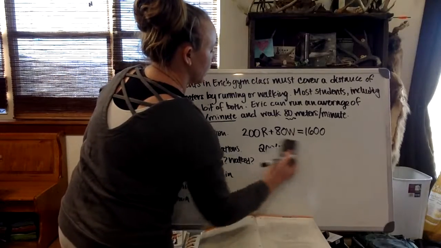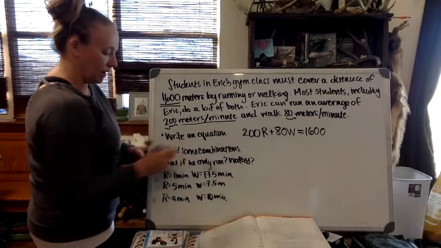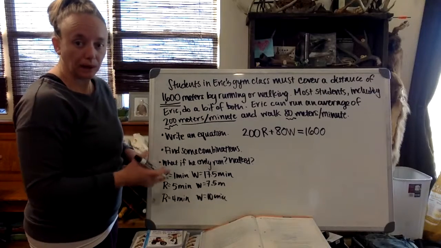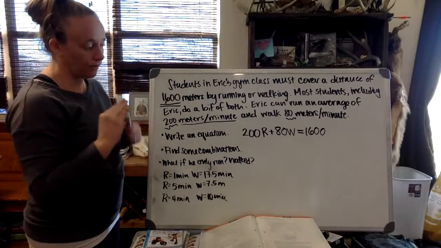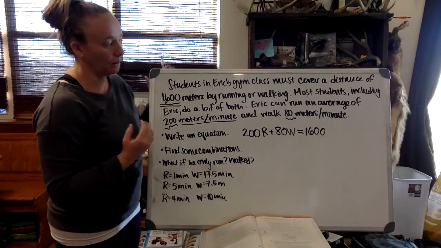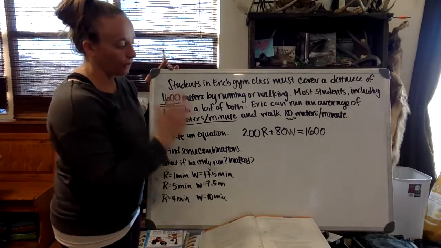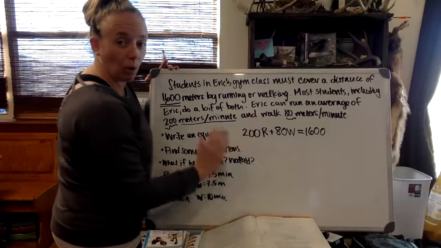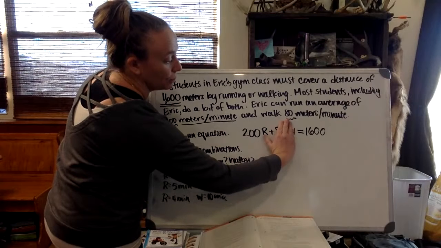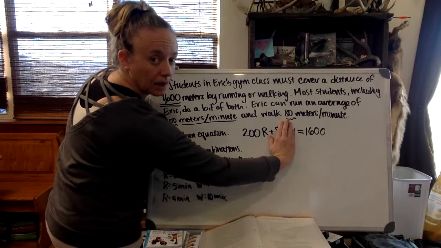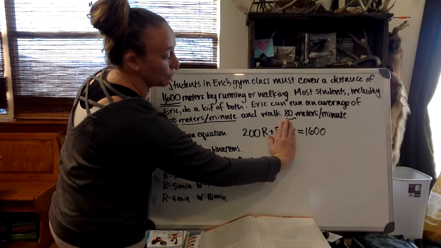Last but not least, we are going to take this equation. What if he only ran? What if he only walked? So we're going to do that hiding of sides like we did for the third video. So if he only ran, that would mean he did 0 amount in walking. So we have 200R is equal to 1600. So how much time would he have to run?